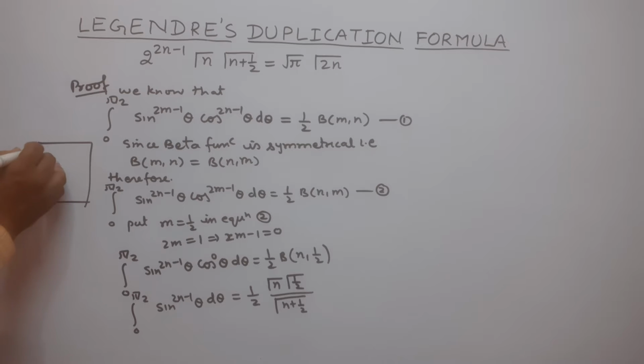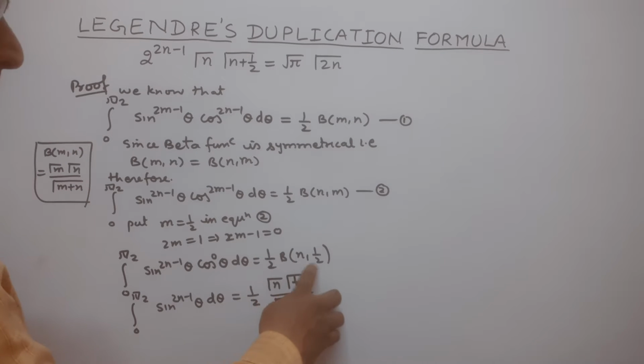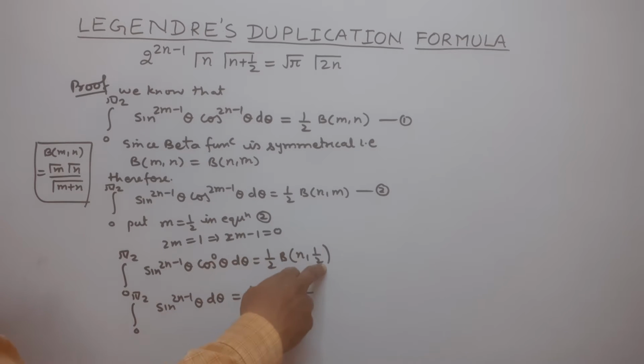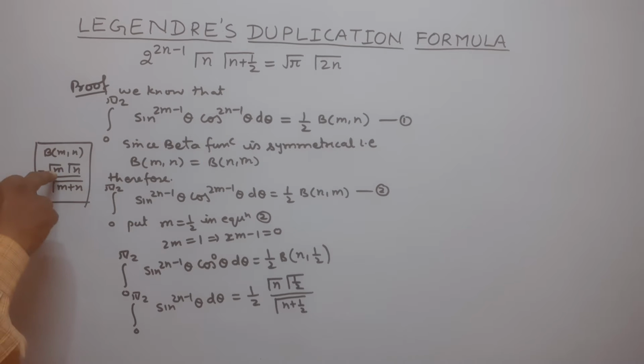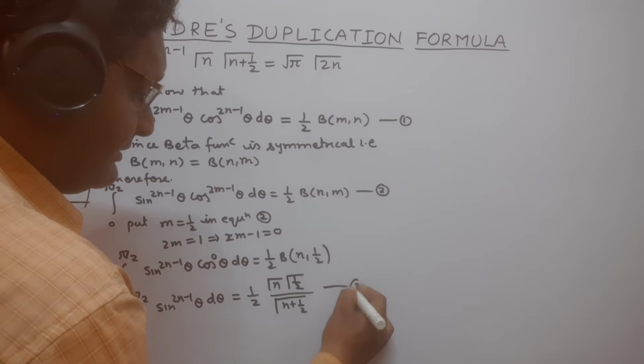Here we use the relation between beta and gamma function, since we know that beta m n is equal to gamma m gamma n divided by gamma m plus n. सो यूज दिस फार्मूला इन द राइट हैंड साइड. आप देख सकते हैं यहाँ पर बीटा n 1/2 है और हमको पता है बीटा और गामा फंक्शन में रिलेशन होता है बीटा एम एन इक्वल टू गामा एम गामा एन डिवाइड बाई गामा एम प्लस एन. यहाँ m के प्लेस पे n है और n के प्लेस पे 1/2 है, तो इस फार्मूले में m के प्लेस पे n और n के प्लेस पे 1/2 सब्स्टिट्यूट करेंगे तो ये हो जाएगा गामा n गामा 1/2 डिवाइड बाई गामा n प्लस 1/2. We suppose that this is equation third.